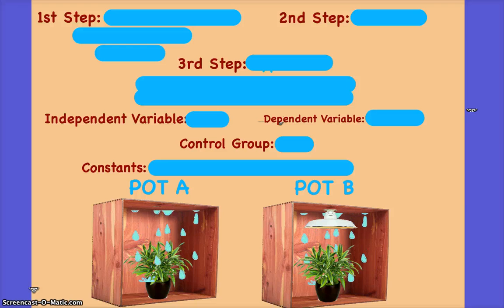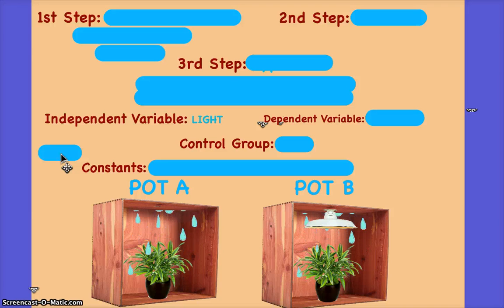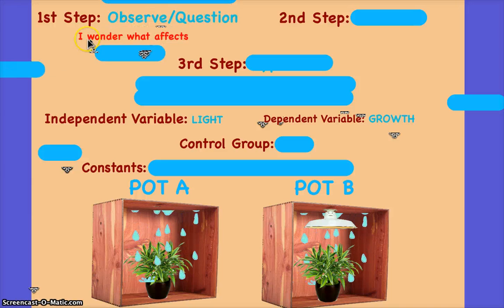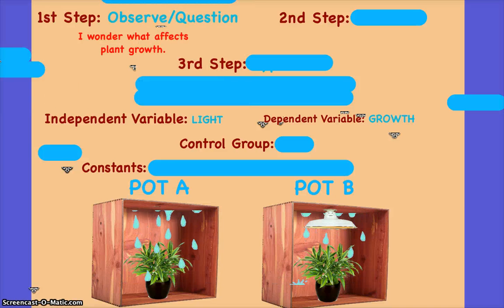So now do we have a good experiment? Yep. Who could tell me just by looking at this, pot A, pot B, what is my independent variable? Raise your hand. The light. The light. How do we know this? It's the one thing I changed. Good job. What's my dependent variable? The water. The plant. Plant doing what? Growing. Something has to happen, right? The plant growth. Because remember I said, I wonder what affects plant growth? This is my wonder, okay?